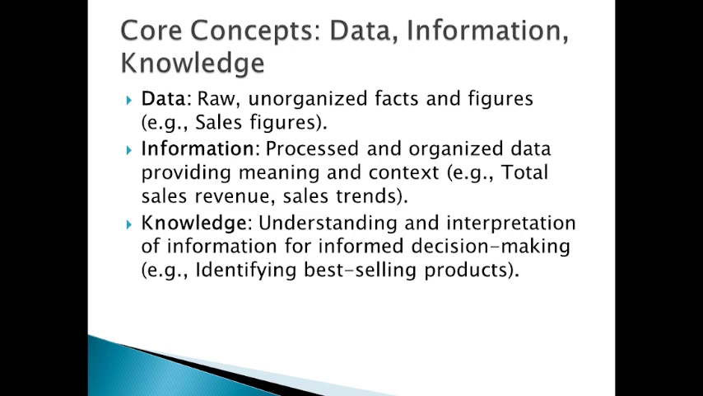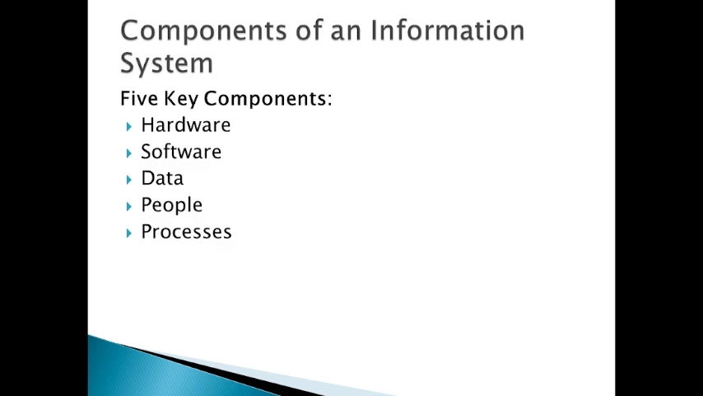Now let's look at the other components. Every information system, from the simplest to the most complex, relies on the interplay of these 5 fundamental components. Number 1, we have the hardware. Now, hardware represents the physical, tangible elements of an information system. It's the infrastructure upon which everything else is built.